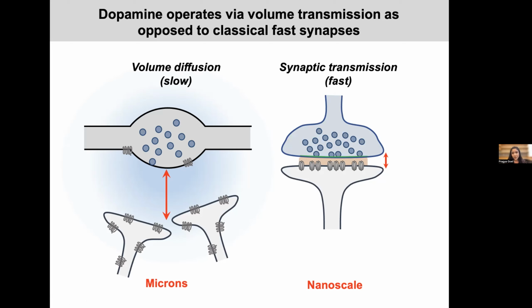However, the timescales reported by functional and behavioral studies for dopamine are rapid. So how can this be reconciled with the fact that dopamine transmits by volume diffusion, which is inherently slow?